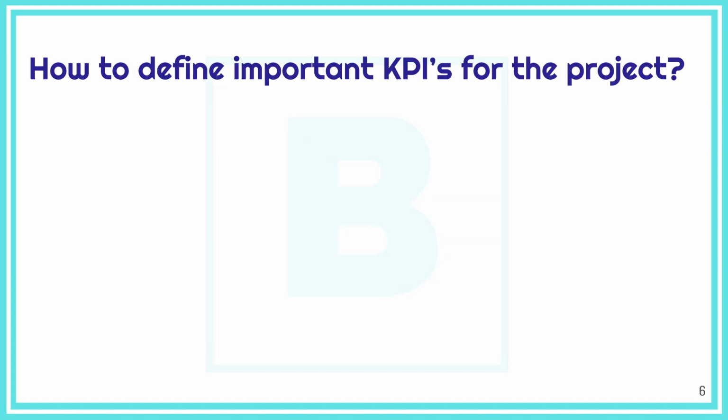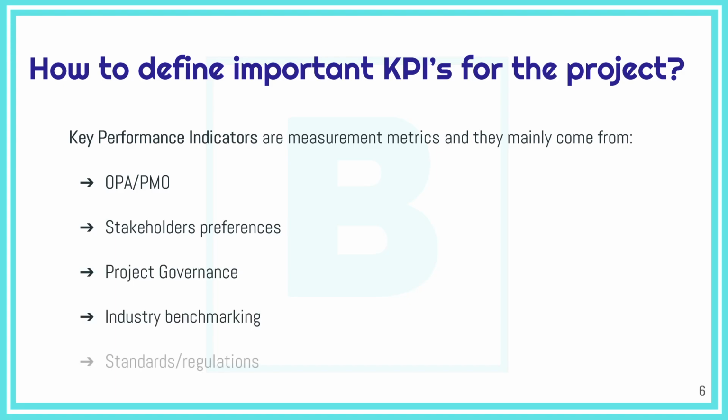One of the important things we learned in the session was how to define KPIs, key performance indicators. These are measurement metrics, and we explained you can define KPIs for your project based on the OPAs, guidelines, or maybe recommendations from the PMO, like a controlling PMO. You can also check the stakeholders' preferences, which may be mentioned in the project governance. Definitely, have some industry benchmarking, or maybe you need to comply with regulations or follow certain standards.